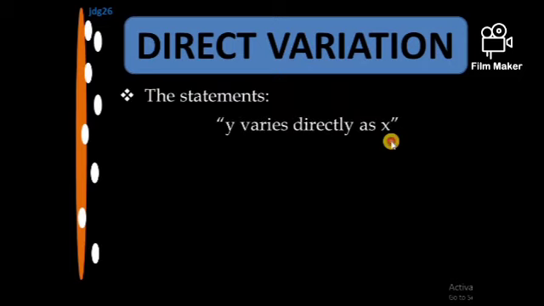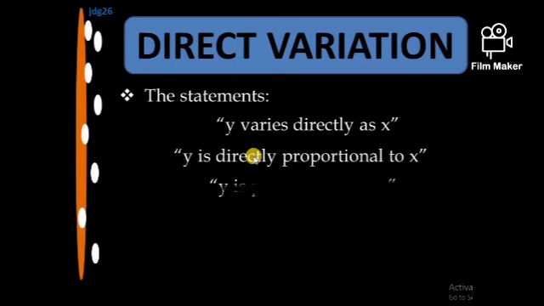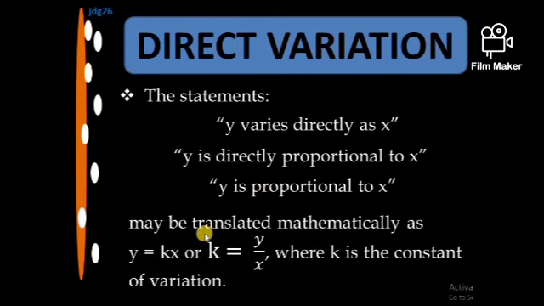The statements y varies directly as x, y is directly proportional to x, y is proportional to x can be translated mathematically as y equals kx or k equals y over x, where k is the constant of variation. So kapag pinag-usapan na natin ang equation ng direct variation, meron tayong dalawang option. Is either y equals kx or k equals y over x. Magkakaroon tayo ng another variable which is letter k, and this is the constant of variation.